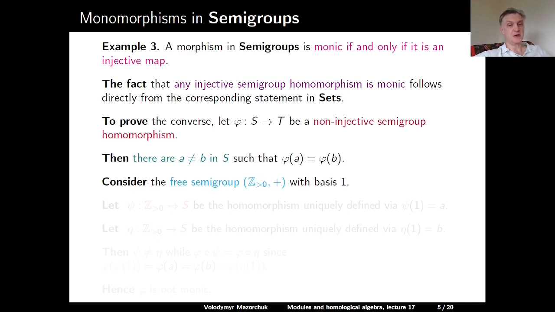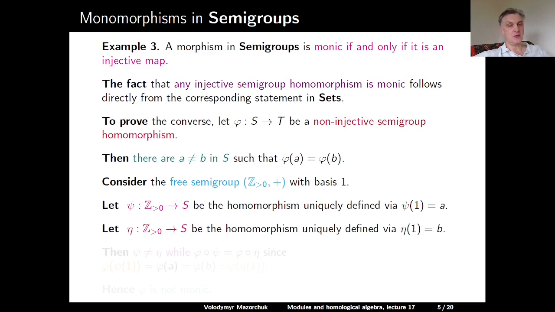Consider the free semigroup on one element, so we choose as this free semigroup the additive semigroup of positive integers, and then the basis of the semigroup is the element 1. Then we have the homomorphism psi from this free semigroup to S, which is uniquely defined by the condition that it sends the basis element 1 to A.